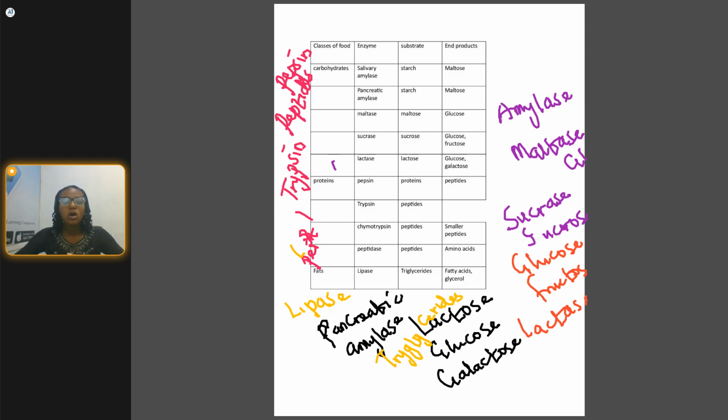All right. So these are the classes of food we are going to be talking about today. We have talked about the carbohydrates, the proteins, and the fats. Those three classes of food are the ones we will be considering for this class under digestive enzymes. So you need to know the enzymes that belong to each of these classes of food, and you need to know the end product of these classes of food.